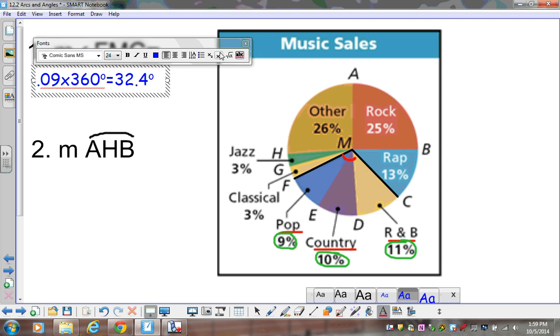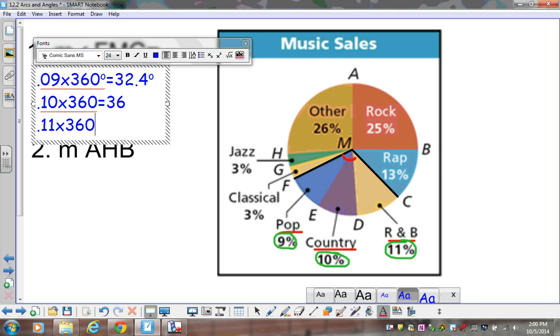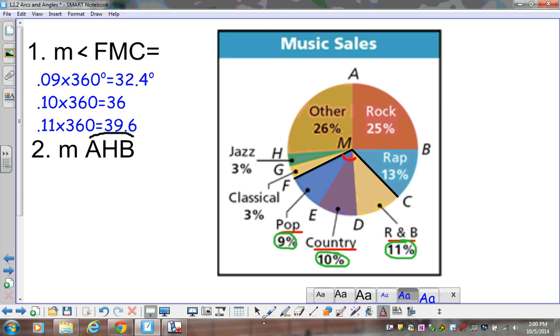All right, so we've got that one. All right, let's look at the second one. So the next one's country. That's 10%. So if we convert that to a decimal, that's going to be 0.1 or 0.10 times 360 degrees. All right, I won't put the degree mark just to be a little bit quicker. So if I take 0.1 and multiply it by 360 degrees, I get 36 degrees. All right, and my last one is R&B, which is 11%. So that's going to be 0.11 times 360 degrees. And when I take 0.11 and multiply it by 360 degrees, that'll give me 39.6 degrees. All right, so that's what each of them are individually.